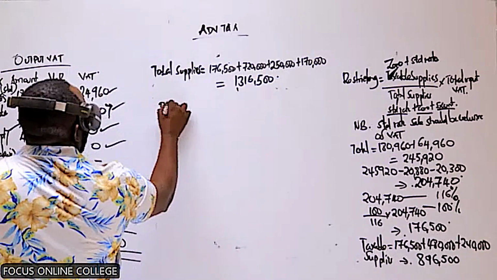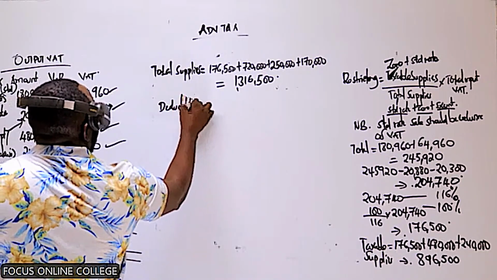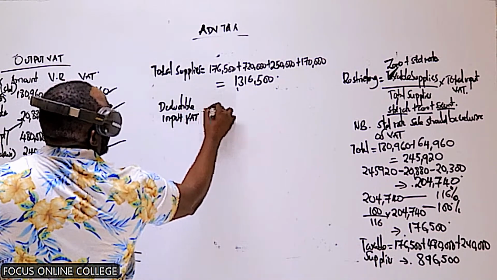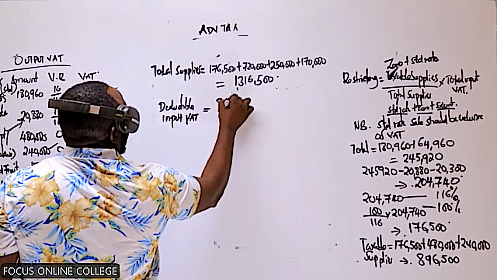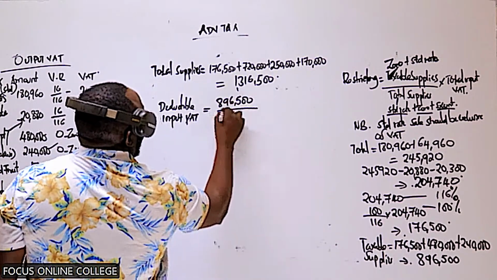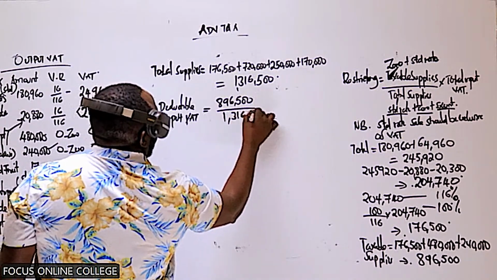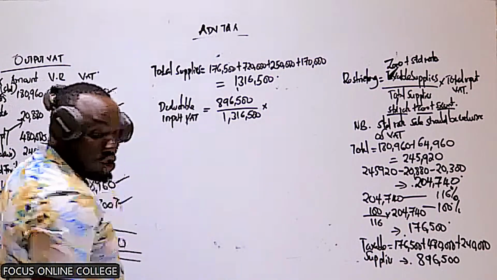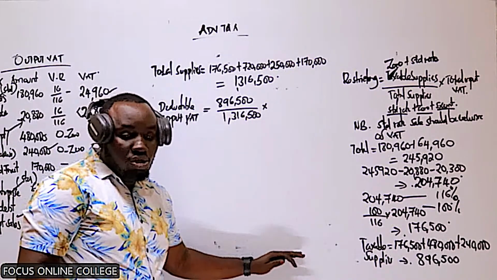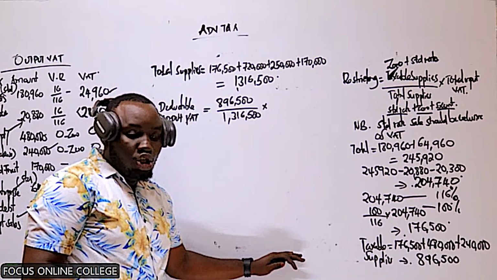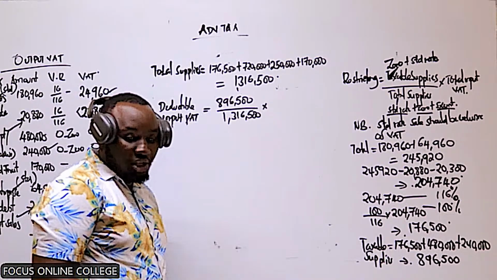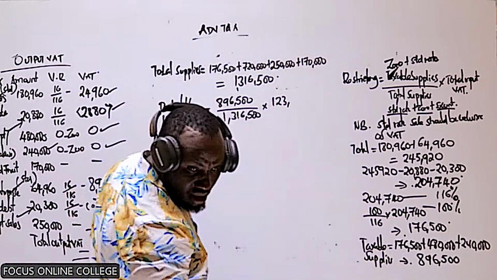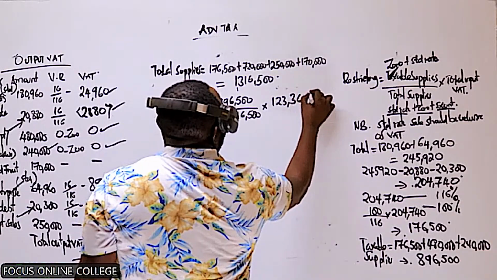We get it now, what's called deductible, or restricted input VAT. Where we say the taxable supply, which is 896,500 over 1,316,500 times the total input VAT that we wrapped here. Give me the total input VAT. So that is 123,360.